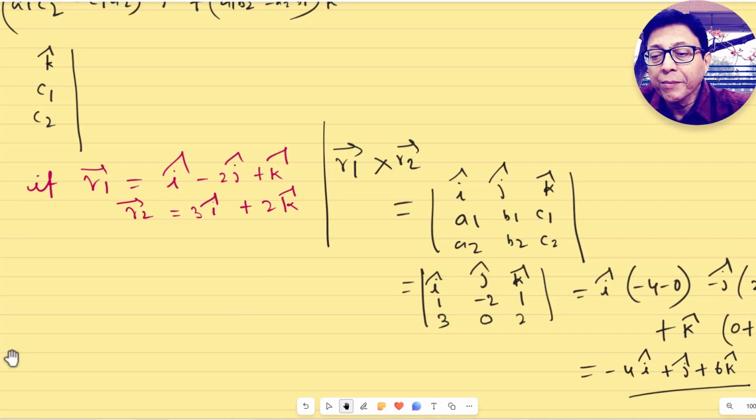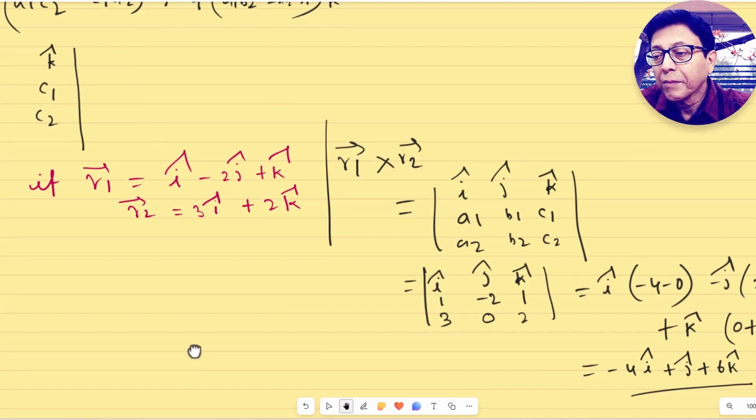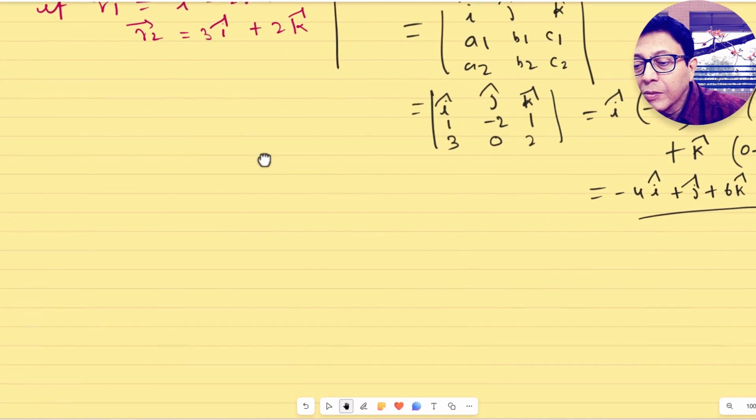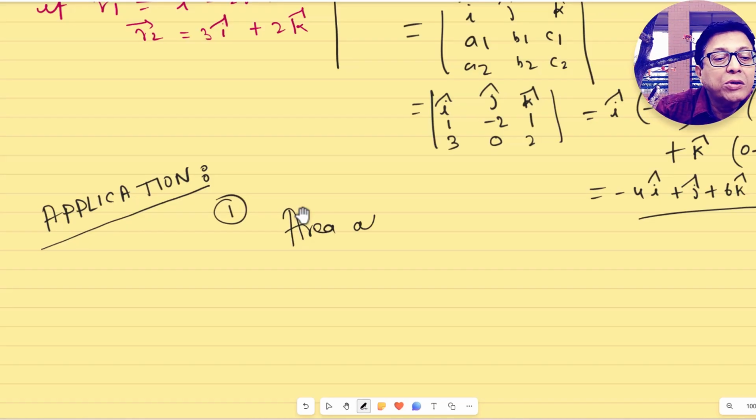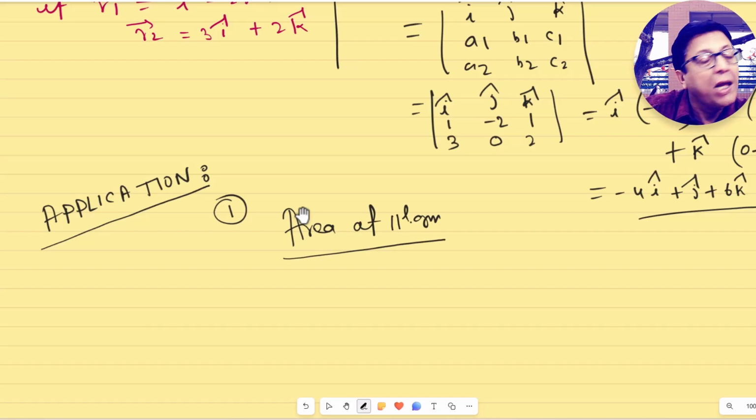So this is going to be I, minus J, this, plus K into 0 plus 6. So minus 4I plus J plus 6K. Okay. So this way cross product is found out. You found one very easy numerical application.